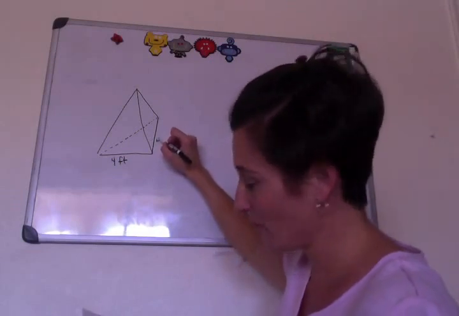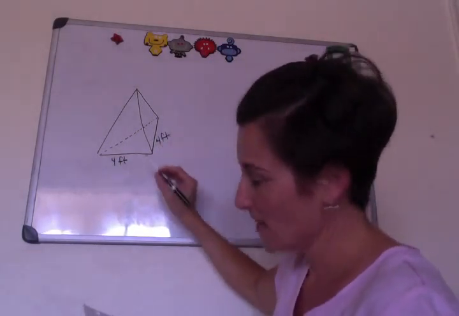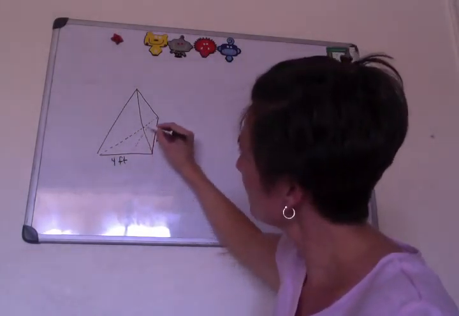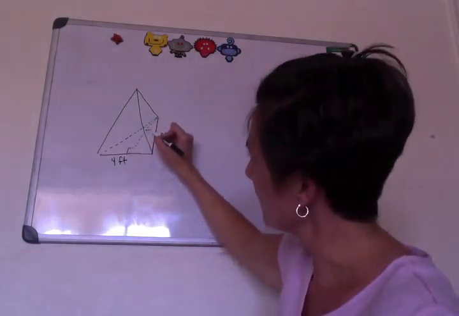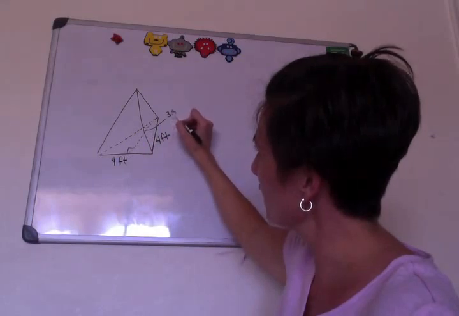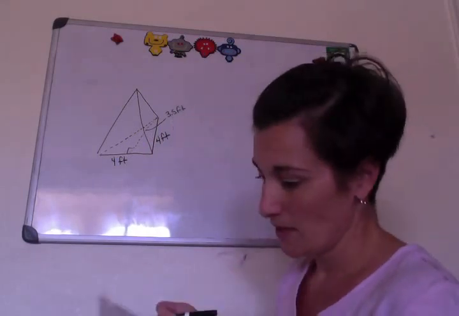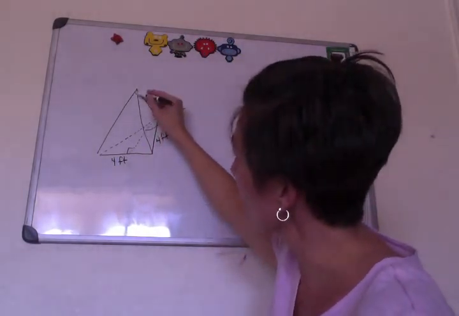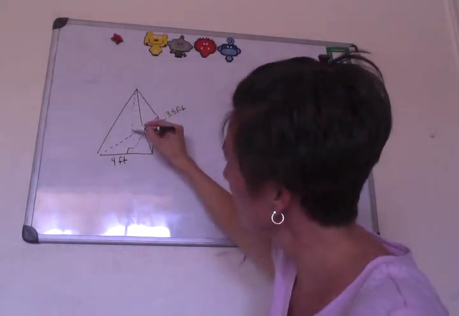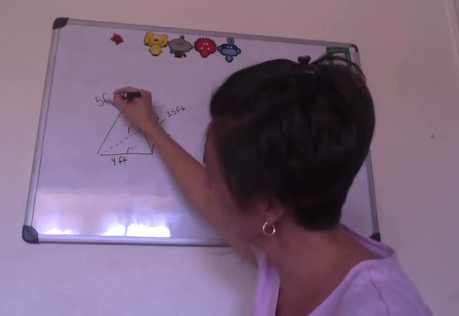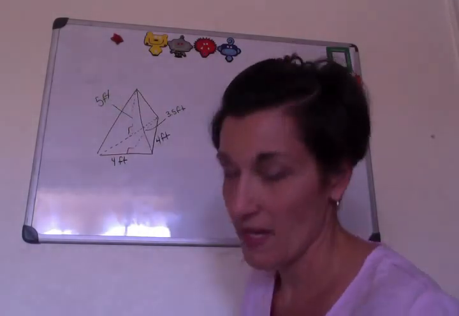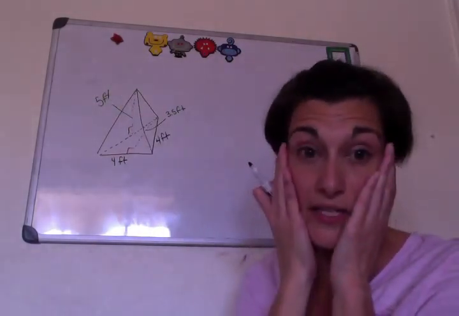Okay, so 4 feet, and then they're going to give you this of, and I'm going to have to draw a line here, of 3.5 feet, right? And then they're going to give you another one over here of 5 feet. Okay, so much is going on.